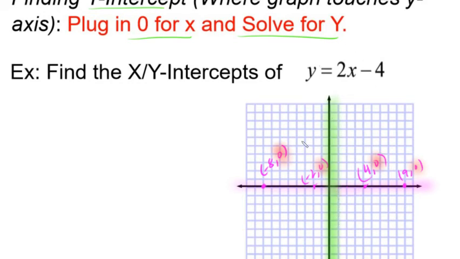All right, so let's go ahead and do that. x-intercepts. Oh, dang. I've got to erase all this because it's going to be confusing.